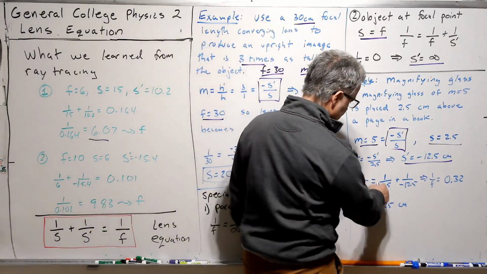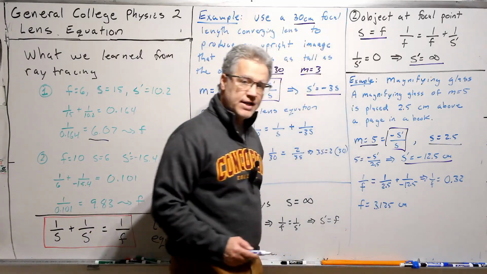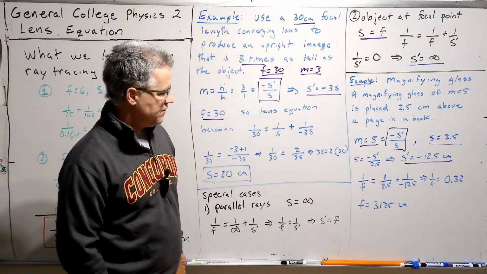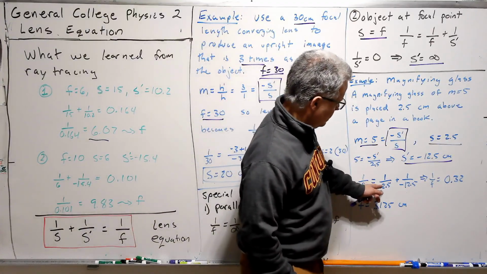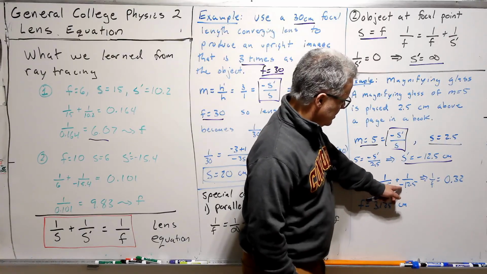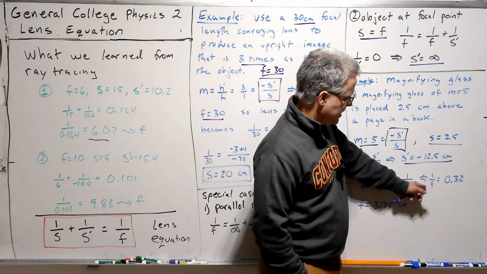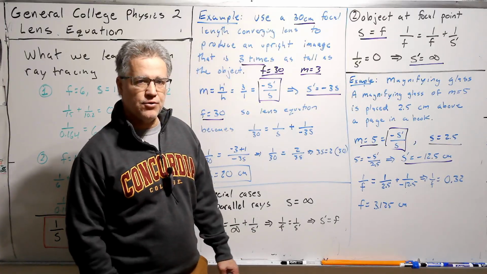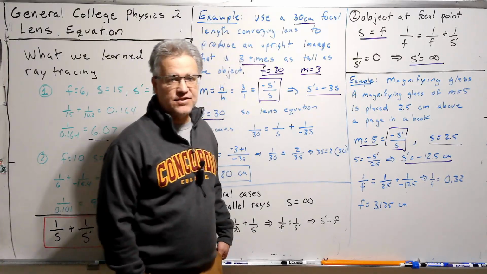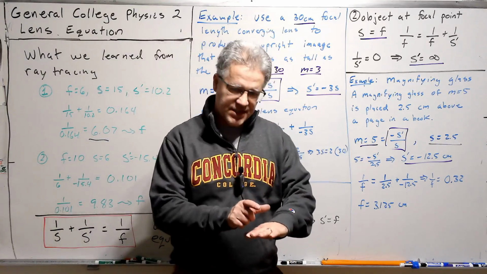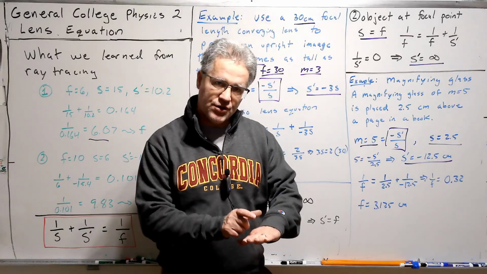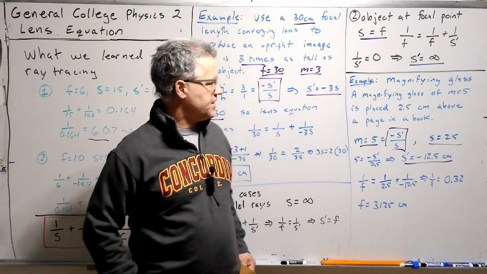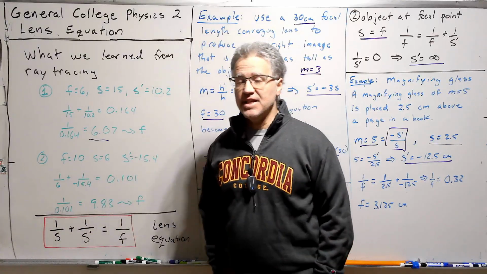So let's use the lens equation. We don't know the focal length of this magnifying glass. We're given the magnification factor, but we want to find here the focal length. So we use 1 over 2.5 minus 1 over 12.5. We get 1 over f equals 0.32. So f equals 3.125 centimeters as its focal length. So we have placed the book or the object in between the focal point and the lens in this case. All right, so this is the lens equation.